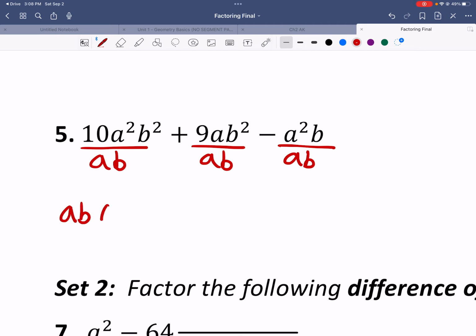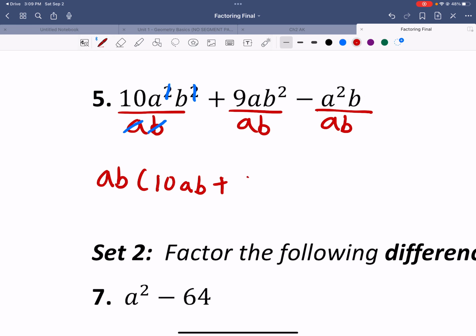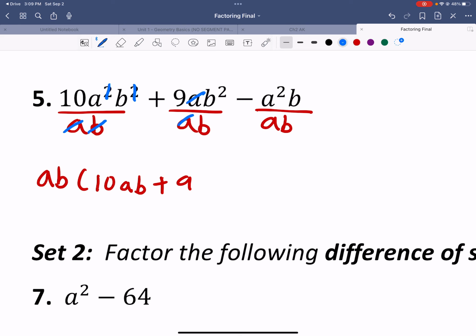So let's take out ab. So it's going to be 10. a squared divided by a is just 1a. b squared divided by b is 1b. Do you see? If you don't know what I'm saying, a will cancel out this one, b will cancel out this one, okay? Plus 9, a will cancel out, b will cancel out this one, so we have only one b left over. Oh, it's not a, it's 9b. Minus, this a will cancel this one out, this b will cancel this one out. So we only have one a left over.